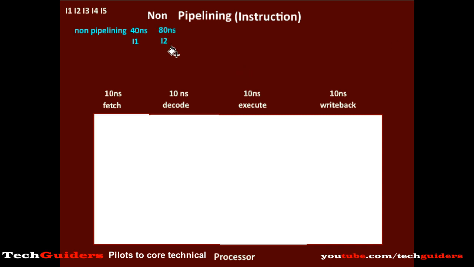And after processing instruction I2, I3 will be fetched, decoded, executed and written back. The time taken is again 40 nanoseconds. So at 120 nanoseconds, I3 is processed out. Again after 40 nanoseconds, at 160 nanoseconds, I4 processing is over. And at 200 nanoseconds, I5 processing is over. So what is the total time taken to process these 5 instructions? 200 nanoseconds. The number of instructions into the number of phases into the time taken for each phase: 5 into 4 into 10, 200 nanoseconds.